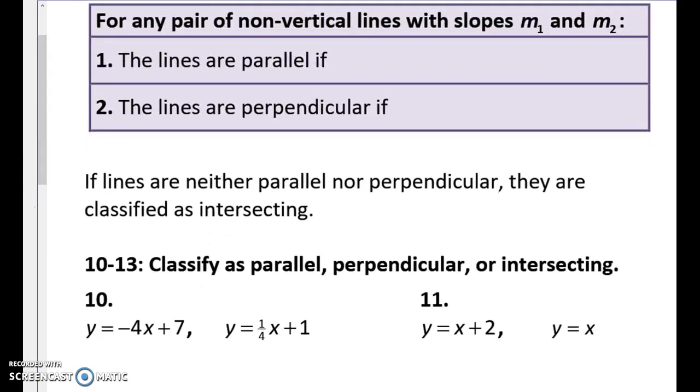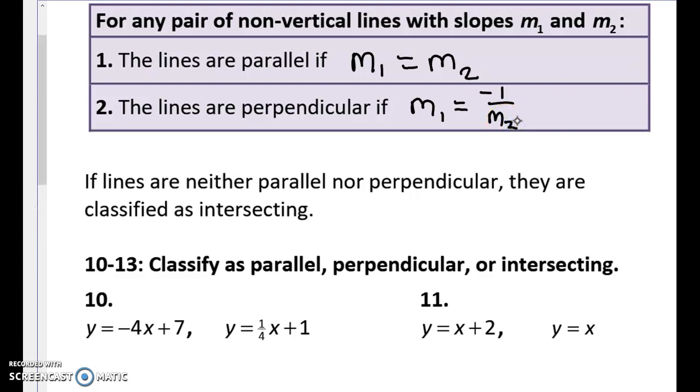We did this in Algebra 1. It was on your mastery test in geometry. We did it more in geometry. But lines are parallel if their slopes are equal. So if the slope of one line, M1, is equal to the slope of the other line, M2. And lines are perpendicular if their slopes are opposite reciprocals. That means the slope of one is equal to the opposite sign of the other one flipped, the reciprocal.